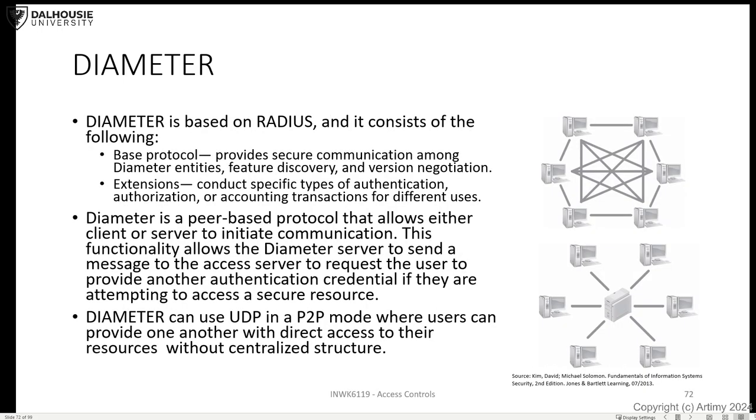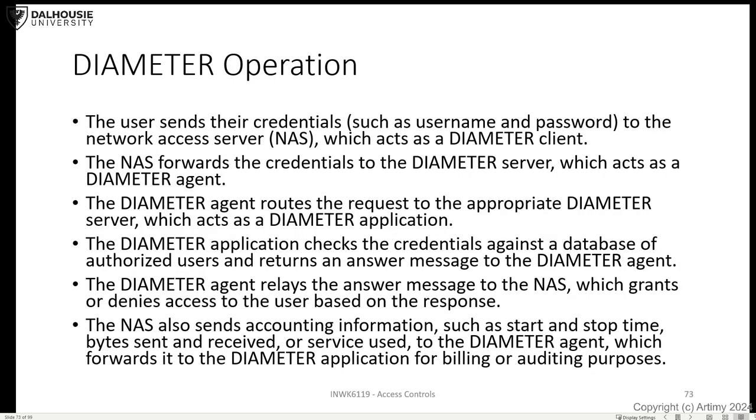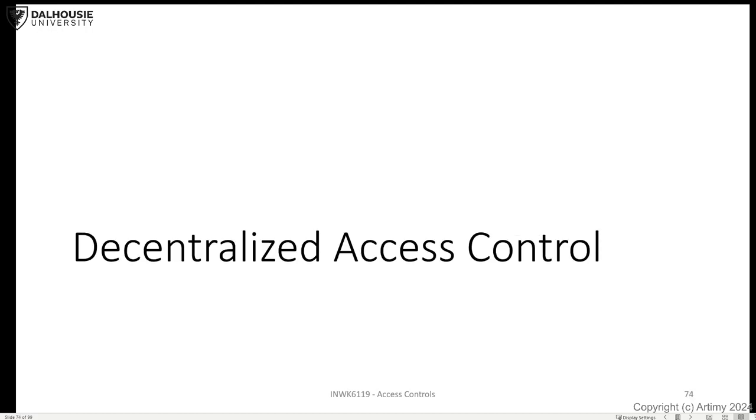So you can see here there are more parts in this than the first two. We have a client, and this is the client, this is not the user. So the user talks to the NAS. The NAS, from the perspective of Diameter, is the client, and then we have an agent, and then we have an application, right? There are four pieces here. All right, all of these are centralized access control mechanisms. What about decentralized access control?